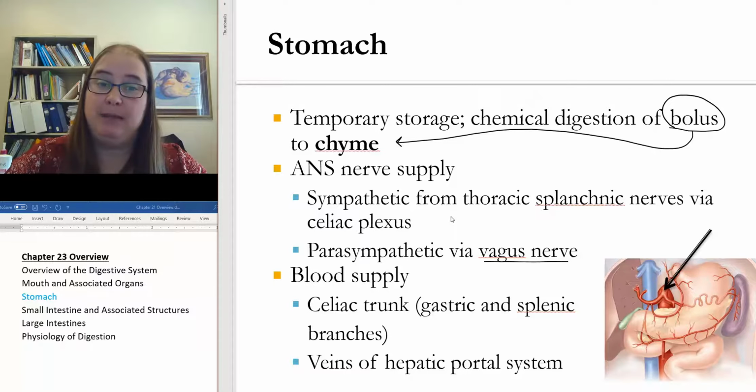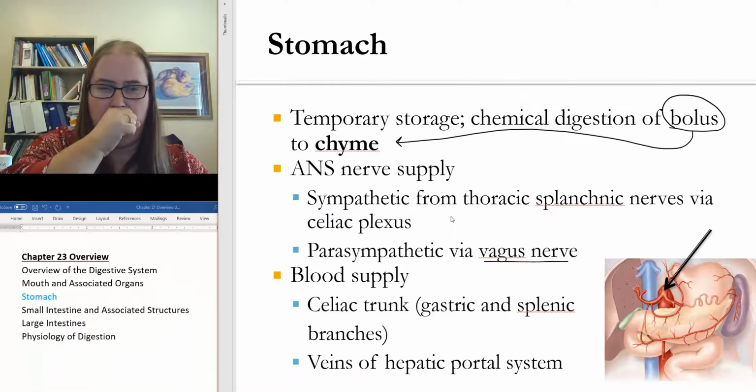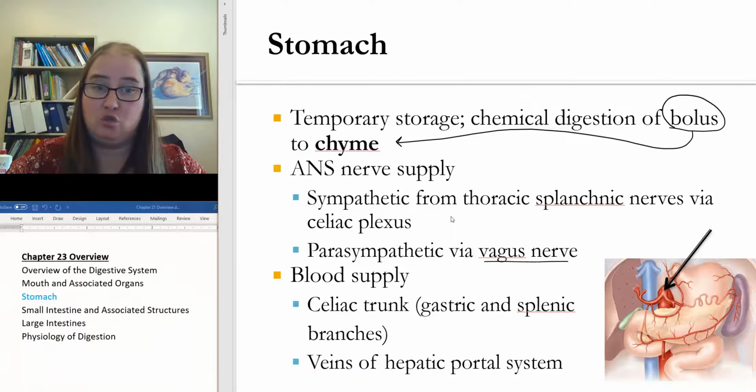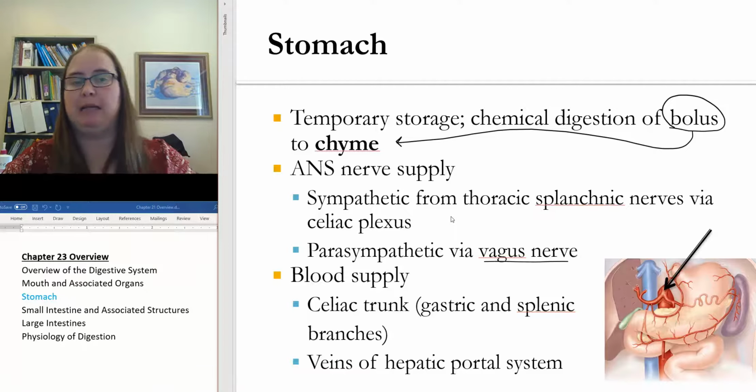Our blood supply comes from the celiac trunk, which is this arrow structure here. And then it branches off into the gastric and the splenic branches. The vein, or the draining of that blood, empties into the hepatic portal system.